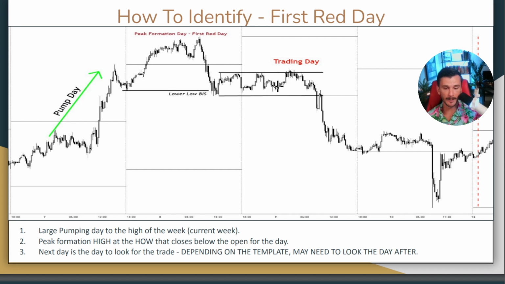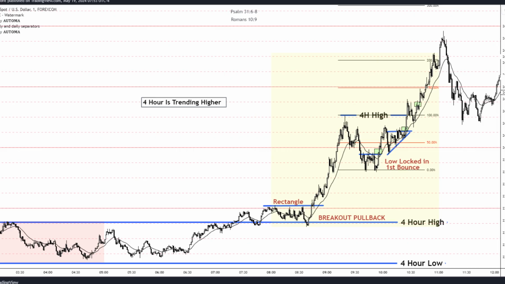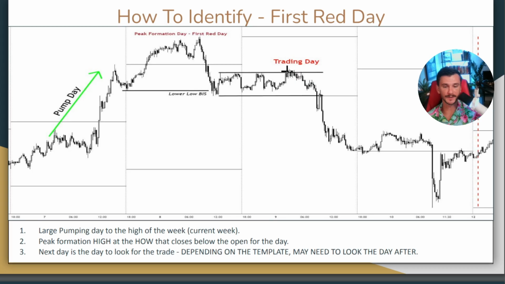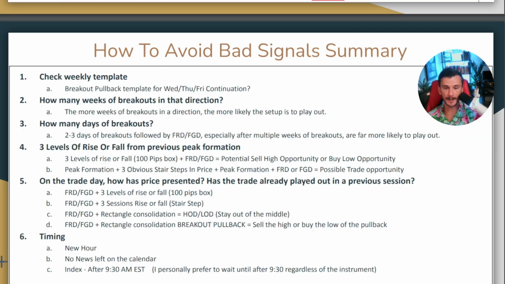However, if the time of day, it's 9:30, 10 o'clock, and we're just continuing to break out of rectangles to the upside, yeah, I'm probably in the wrong template, and I just need to move on so I don't just take a trade because I'm at the high trying to go short. No, absolutely not. You want to see a well-developed peak formation high breaks down, peak formation low starts to pump up. I am looking for the signs and the symptoms that I am correct about the setup.